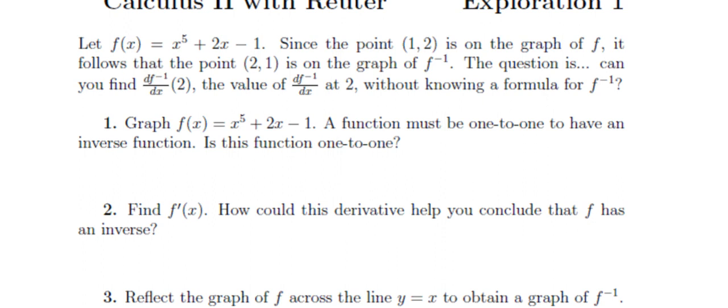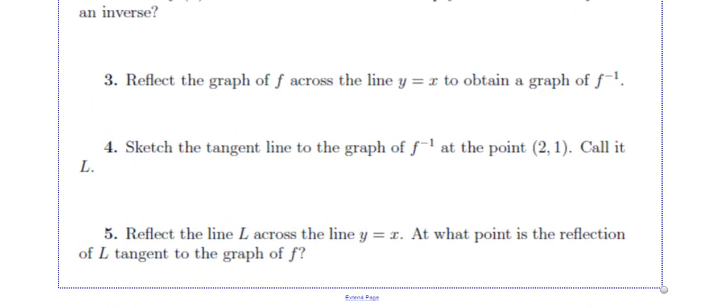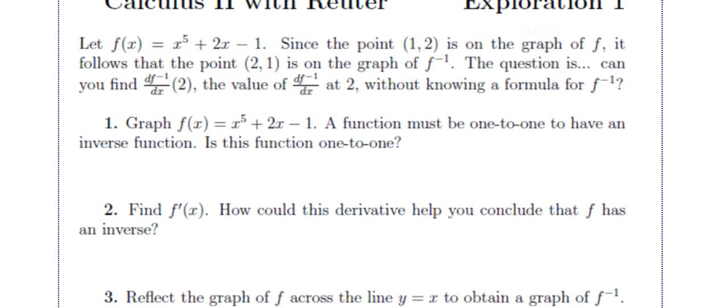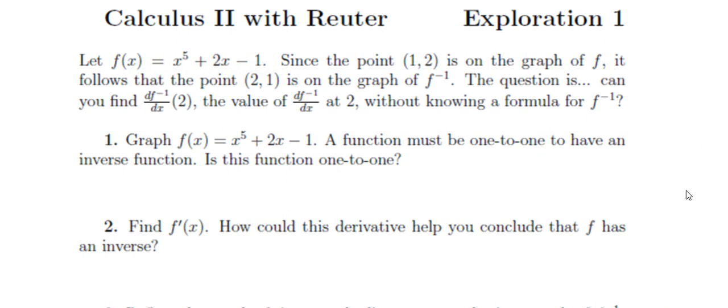This is exploration 1, which is cut off at the top, which is just awful. But it should, in theory, say Calculus 2 with Reuter, exploration 1. And now it does. Yay! Oh, wait, no, it doesn't. Yay! Okay.